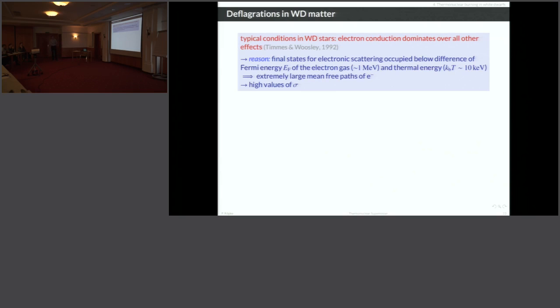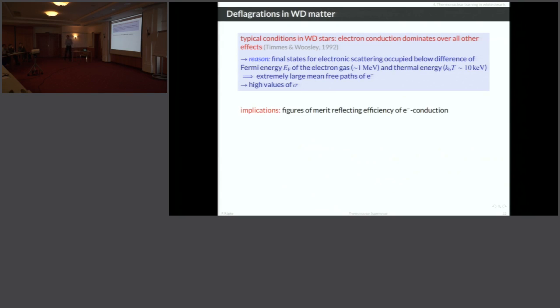The reason for this is easy to understand. The final states for electronic scattering are occupied below the difference between the Fermi energy of the electron gas and its thermal energy. The Fermi energy is about 1 MeV and the thermal energy is about 10 keV. That means that most of the states that an electron could scatter into are already occupied, and therefore we have extremely large mean free paths of the electrons in degenerate material. So we have very high thermal conductivity due to electron transport in white dwarf material.